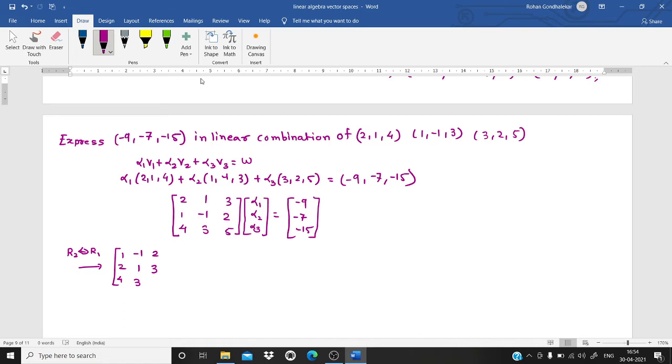Sorry, the 4, 3, 5, into alpha 1, alpha 2, alpha 3. As I interchange R1 and R2, the same change will be on the right side, that is -7, -9, -15. Fine. So to get the zeros at these two places, what we do: R2 minus 2 times R1 and R3 minus 4 times R1.